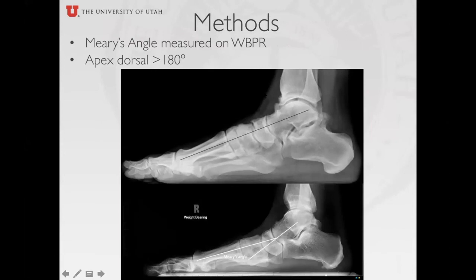We measured the Meary angle on weight-bearing plain radiographs. To do this, you basically go to a lateral x-ray and take the tibial axis and the first metatarsal axis and create the angle between them. Apex dorsal was any number greater than 180 degrees. Apex plantar was any value less than 180 degrees. The picture on the bottom clearly shows an apex plantar Meary angle, which you would commonly see in a planovalgus deformity.